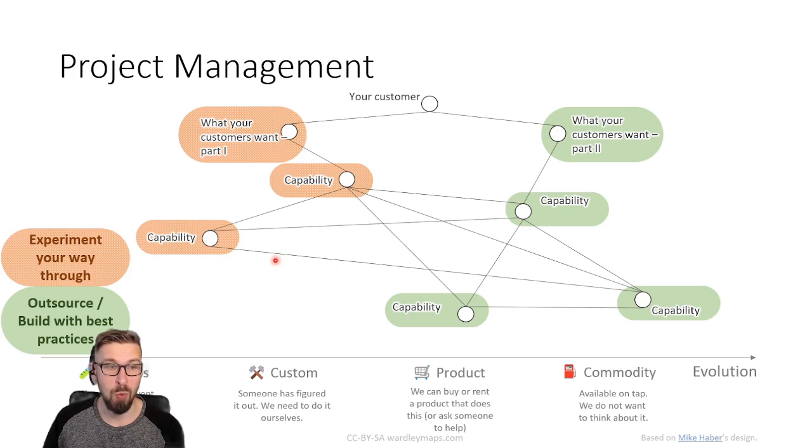This is the orange stuff where you need to experiment your way through because nobody did it before. This is what the evolution axis tells you. Now, if you have such an analysis of your project, you know stuff on the right hand side should be outsourced, but stuff on the left hand side is where the potential value is and where you need to focus first. On the left hand side, you will find also major sources of your uncertainty and risk because things on the right hand side they are predictable, they are well understood by the market, whereas things on the left hand side they are new and changing.